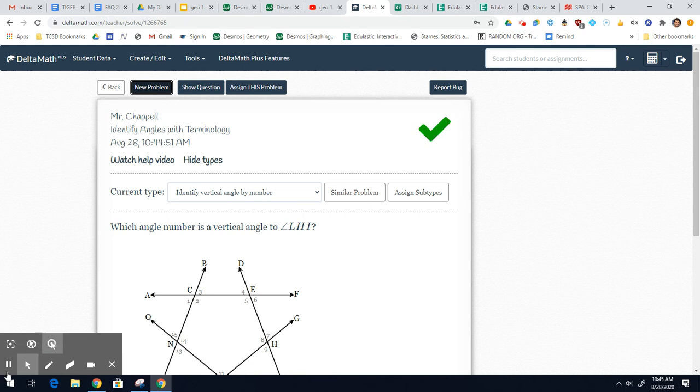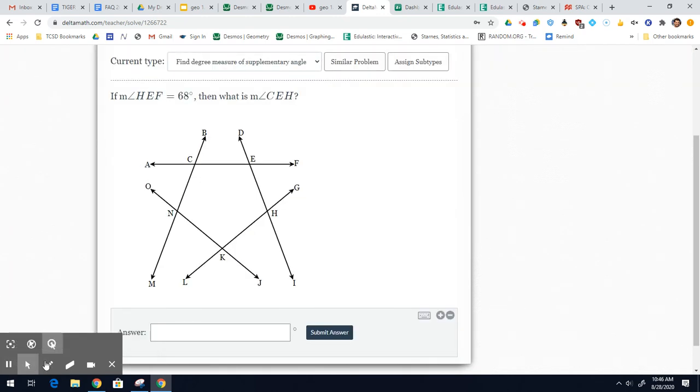All right, next problem coming. Okay, next one here says, if the measure of angle HEF is 68 degrees, then what is the measure of angle CEH? So let's take a look here and find where HEF is, right? It's an acute angle, HEF. This is 68 degrees.